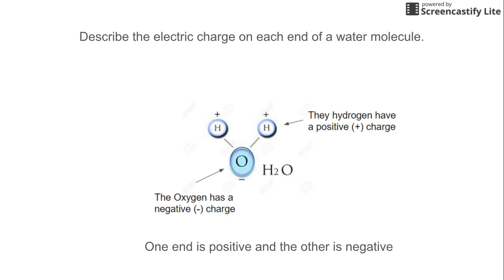Here you'll see the 2 hydrogen that are at the top of the molecule, they have the positive charge, and the oxygen at the bottom, which carries the negative charge.